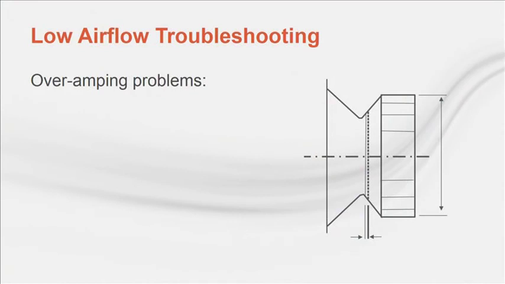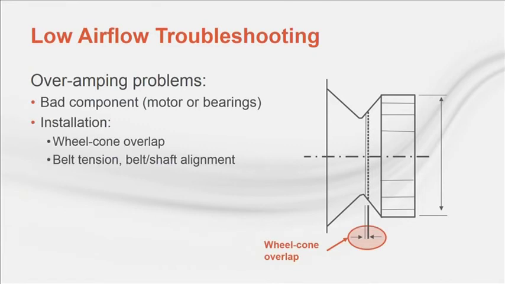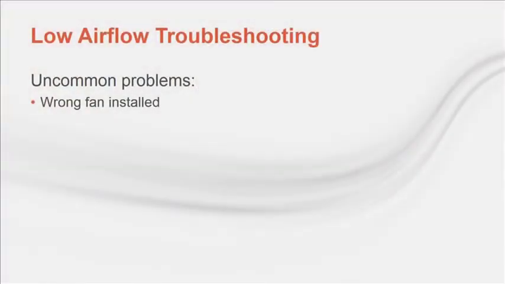Another cause of low airflow is the result of an electrical system that has been maxed out. If the system seems to be operating as expected, but the current is higher than expected, there are a few problems to consider. It is possible that there's a bad component. A bad bearing or a bad motor could cause higher than expected power draws. Installation issues like wheel cone overlap and an over-tightened belt can also cause additional power losses. Now the less common problems. It is possible that the wrong fan could be installed.